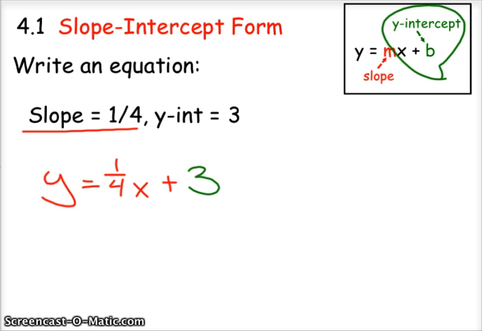You know what I did? Took my slope, plugged it in for my m term, took my intercept, plugged it in for my b term, left the y and x there, and that's our equation.